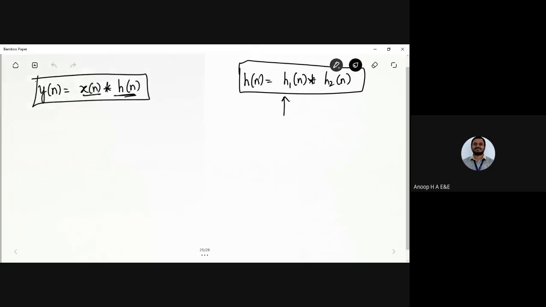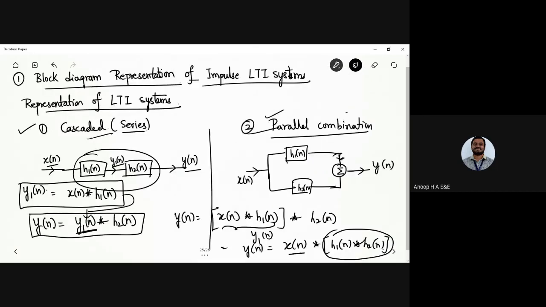Fine. So just give a try to the parallel combination. I have the first output here as Y1 of n. I want you to try this in a similar way to what I did for the cascaded. Make an attempt for the parallel combination of LTI systems. I have plus here, I can have plus or minus. The second one, I can have plus or minus. What I want you to do is find out what Y of n is.